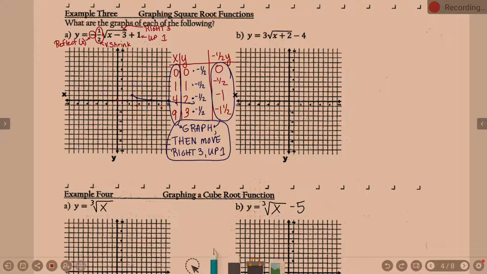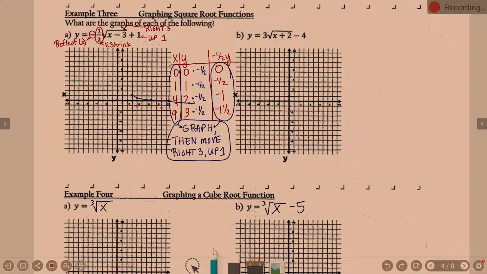Yesterday in 6.8, we were working with our square root graphs, yes? And we talked about these square root graphs having this 0, 0, 1, 1, 4, 2, and 9, 3. But then when we got to A and B, we had all these different transformations to do, right? So let's review, because I think you guys already have it written down.